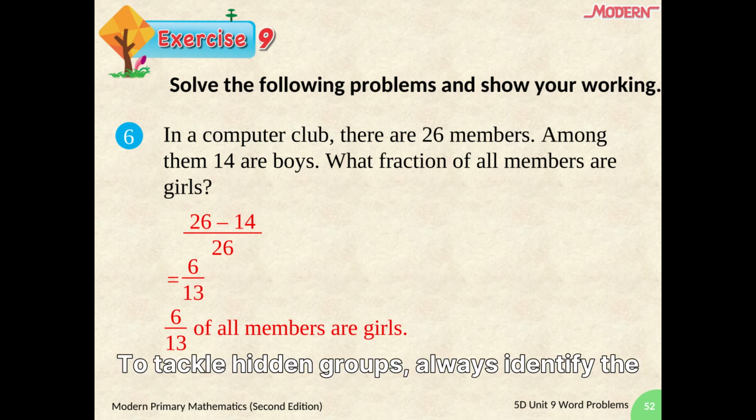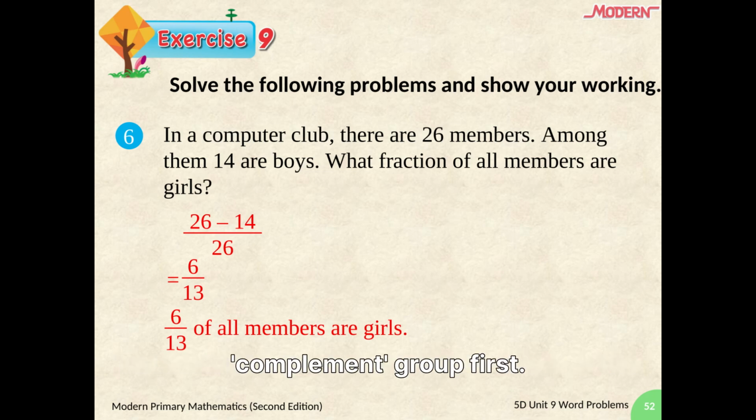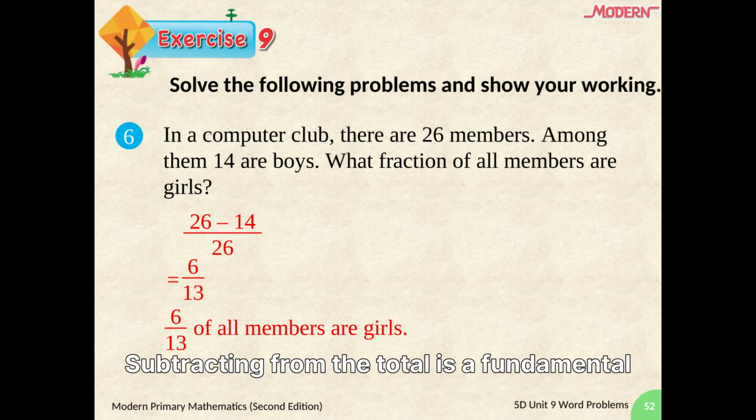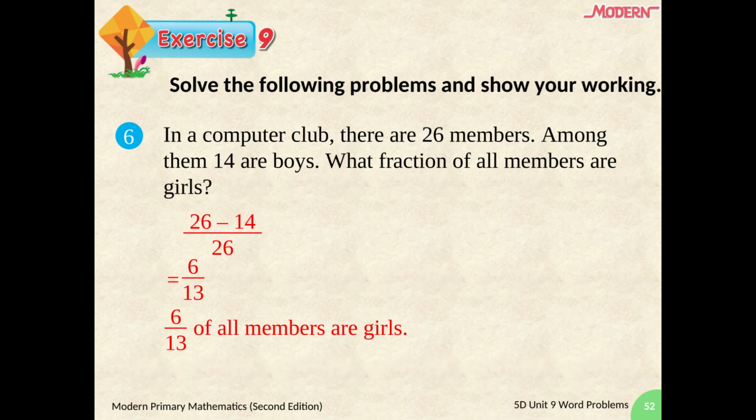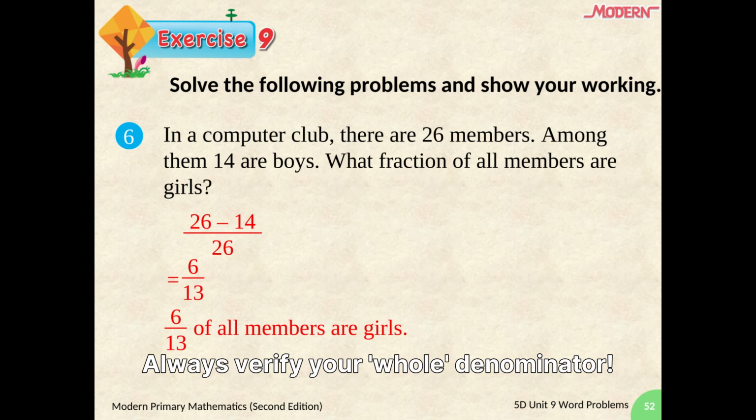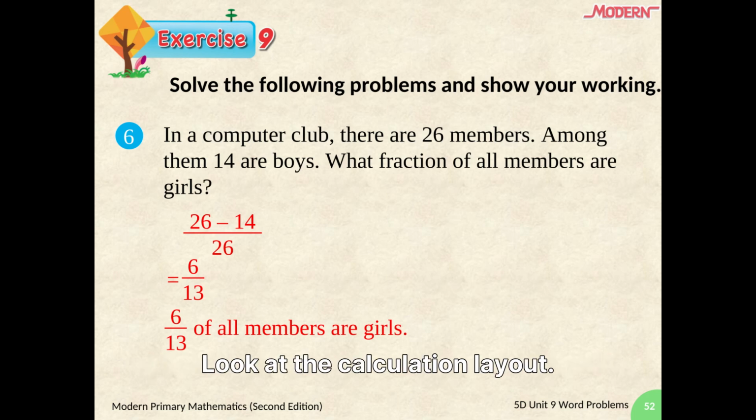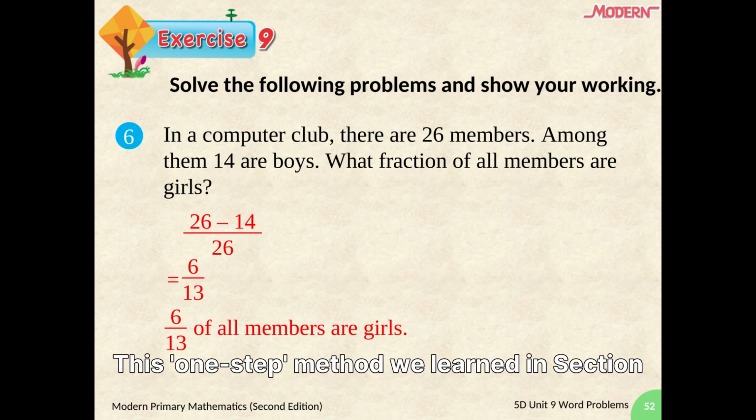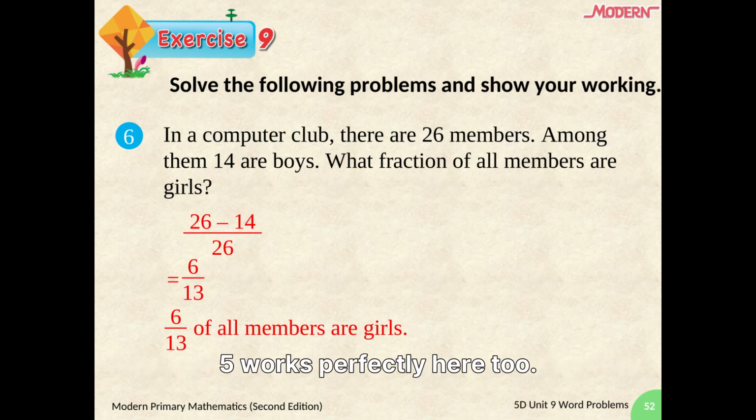Perfect. To tackle hidden groups, always identify the complement group first. Subtracting from the total is a fundamental math tool. Always verify your whole denominator. Look at the calculation layout. It shows 26 minus 14 over 26. This one-step method we learned in Section 5 works perfectly here too.